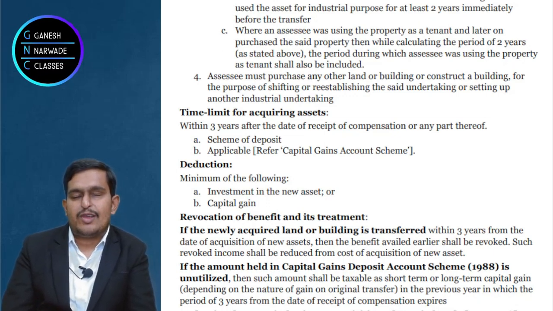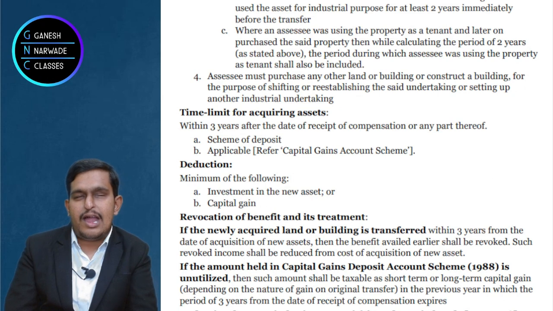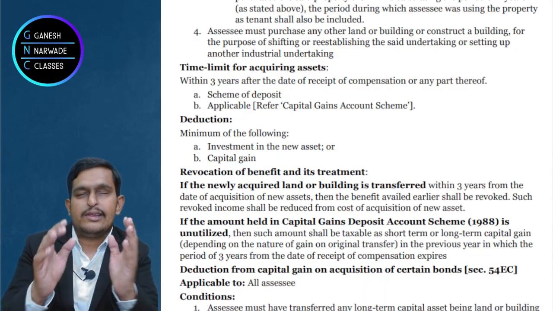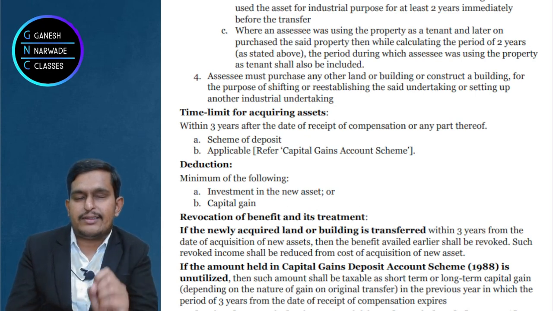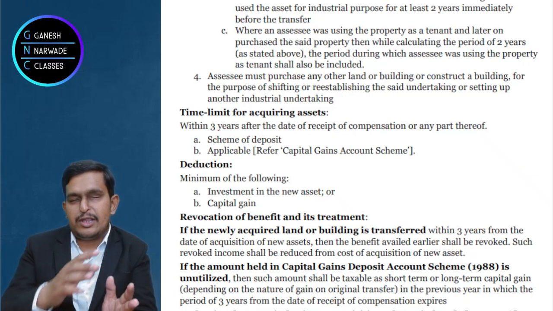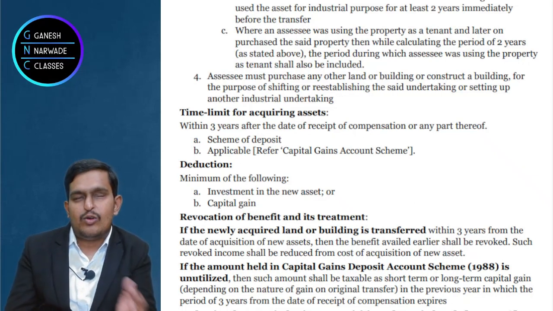Now, because the capital gain account scheme is also there, suppose you deposited the money in the capital gain account scheme, and up to 3 years you did not use the money, then whatever money is kept in the capital gain account scheme will become taxable. This way we should understand the topic. Now, when you do a numerical problem, please understand we are talking about an industrial undertaking. So if it is a depreciable asset, the capital gain will be computed like opening WDV, add purchases, minus sales. This pattern. If it is a non-depreciable asset, then normally we will calculate. Okay, very good.